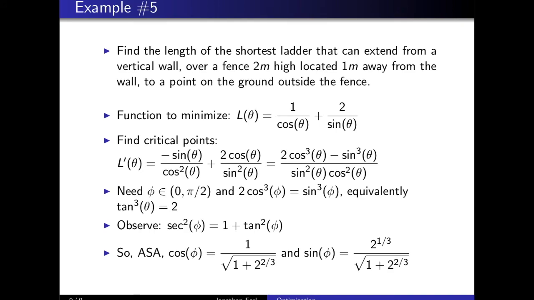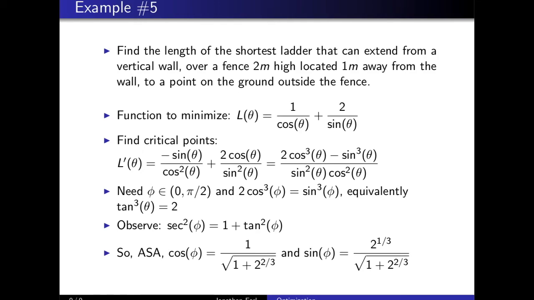So we already have a function in one variable, and we'll just go ahead and minimize it. We can find our derivative pretty straightforwardly to be 2 times the cosine cubed of theta minus the sine cubed of theta, all divided by sine squared times cosine squared. And what we're going to assume is that we have some critical point, we'll say phi, in between 0 and 90 degrees, or 0 and pi over 2. Because we're looking at some value in between 0 and pi over 2, both sine and cosine are going to be non-zero, so that tells us that L prime is going to be defined everywhere in between 0 and pi over 2.